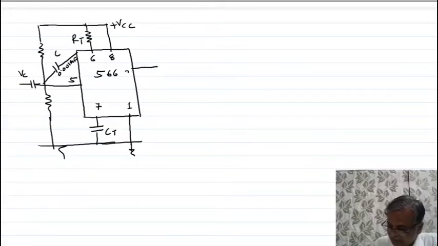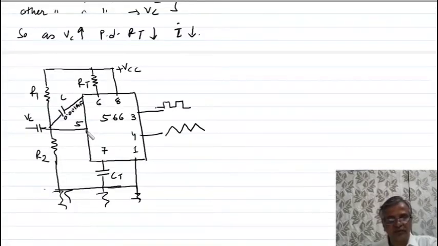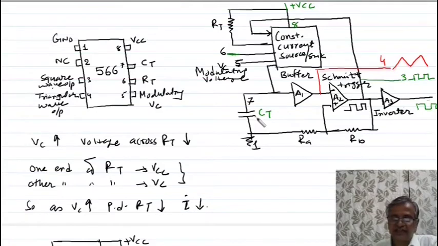At pin number 3 we are getting a square wave output. At pin number 4 we are getting the triangular wave output. A 0.001 microfarad capacitor is connected between pins 5 and 6 to avoid oscillation. Charging and discharging of the capacitor produce the triangle waveform, and this triangle waveform is given to the Schmitt trigger, and the Schmitt trigger converts the triangle waveform into a square wave.